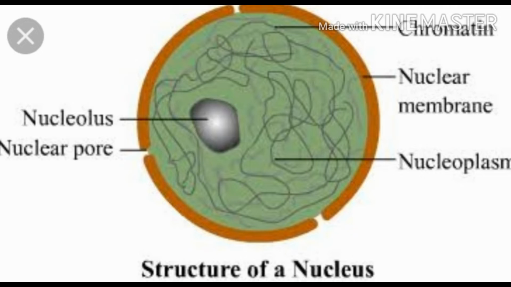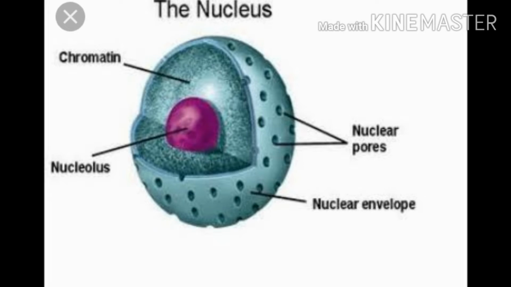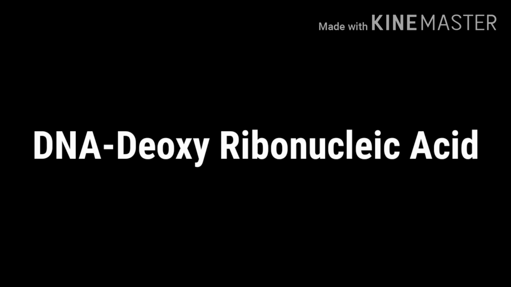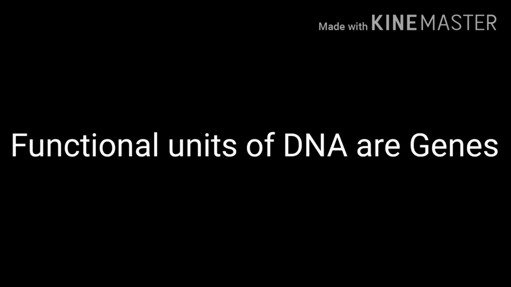Chromosomes contain information for inheritance of characters from parents to the next generation in the form of DNA. DNA stands for deoxyribonucleic acid. Functional units of DNA are called genes. Okay, now we learnt about the plasma membrane and nucleus.